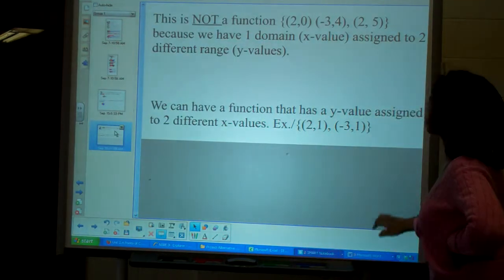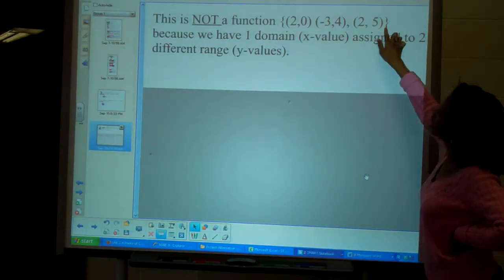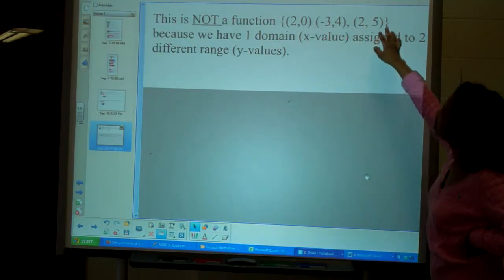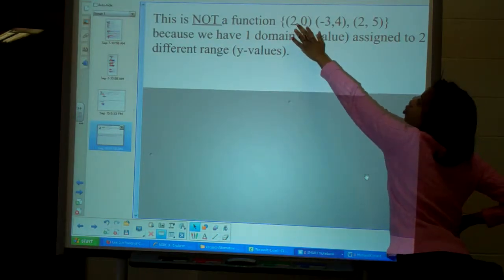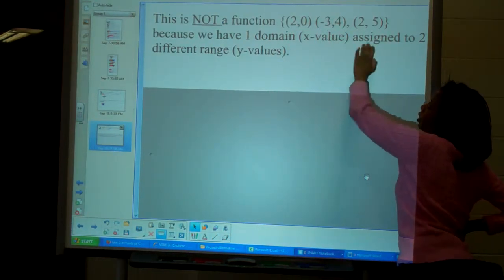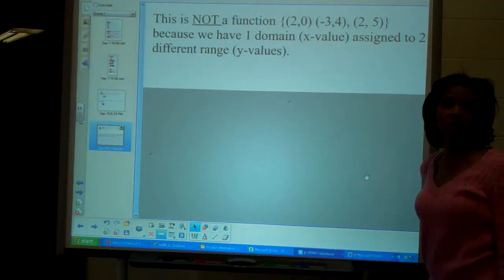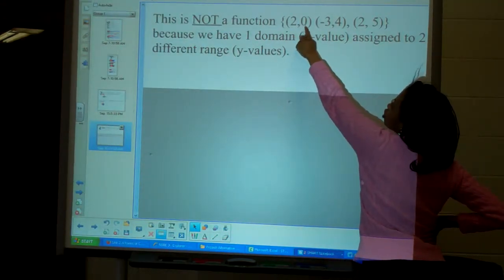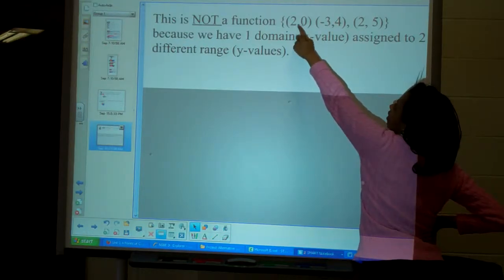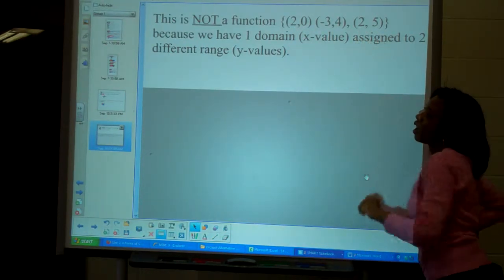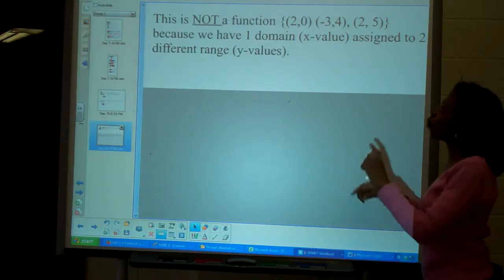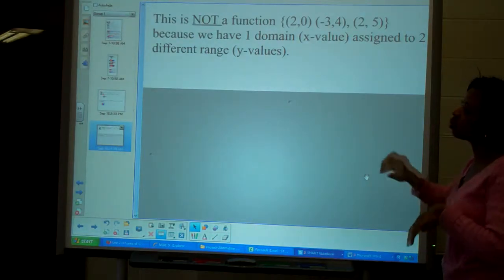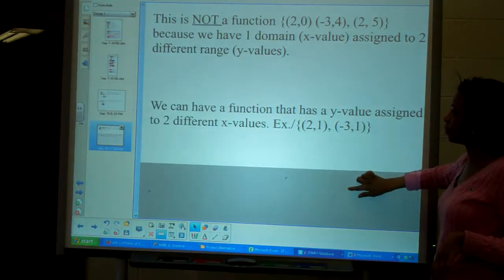Lastly, if I look at this relation with these 3 different ordered pairs, the question is, is this a function? If I have 2, 0, -3, 4, 2, 5, is that a function? And the answer is no, because the input 2 goes to the output 0, and the input 2 also goes to 5. We cannot do that. One domain can only have one range assigned to it. So that does not work. This is not a function.